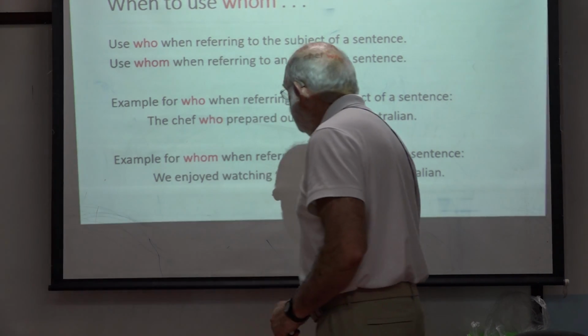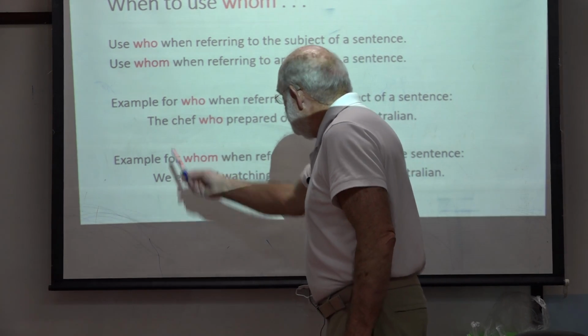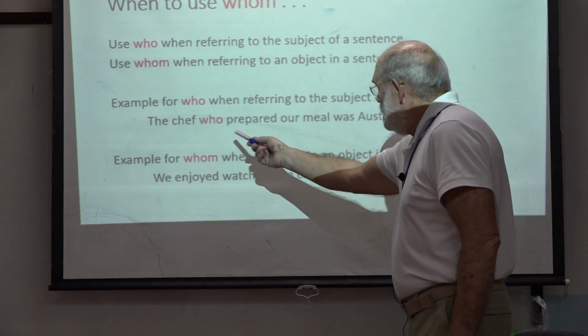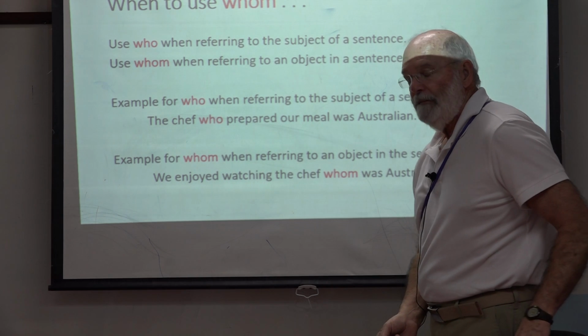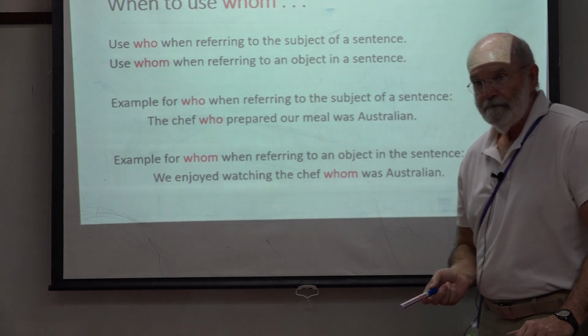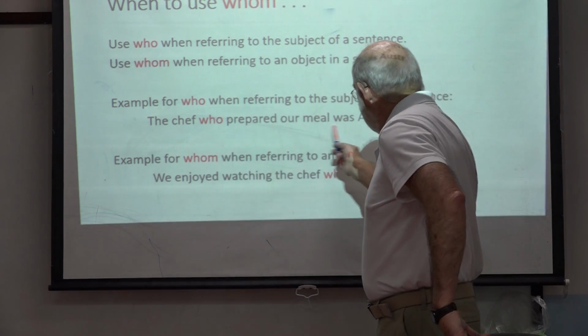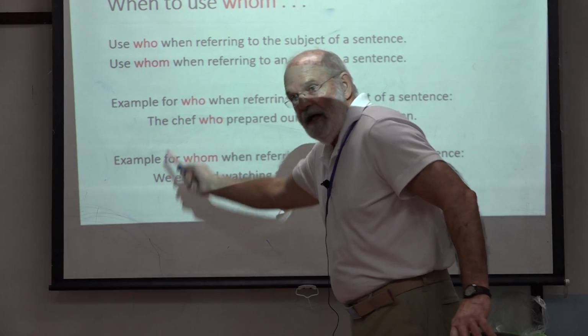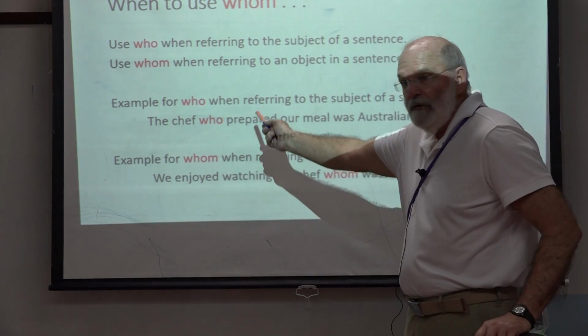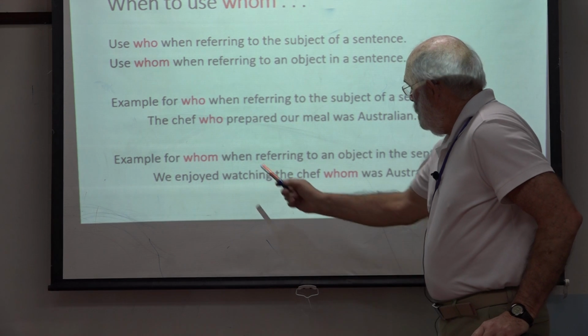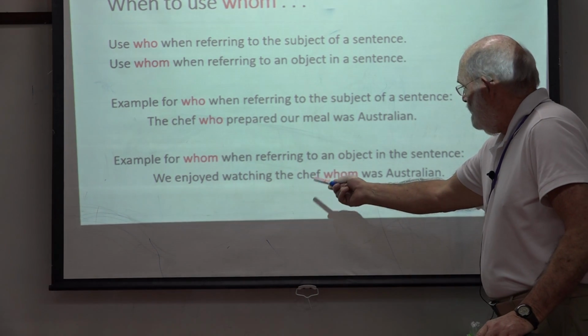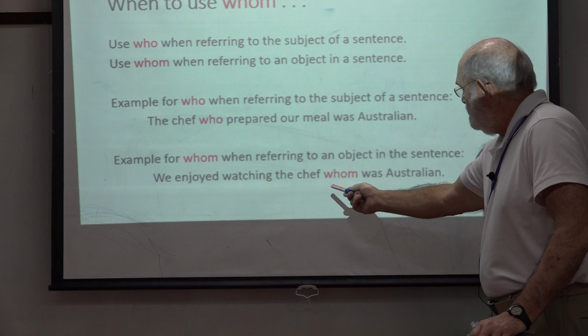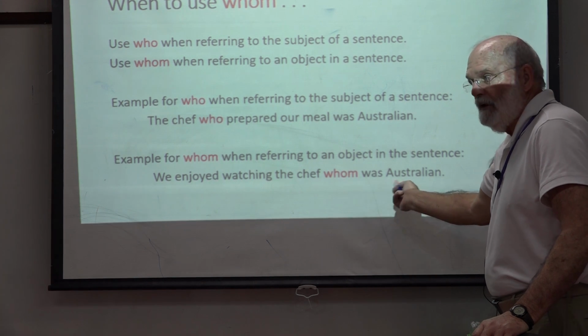So here's an example. The chef who prepared the meal, or who prepared our meal, was Australian. So who prepared our meal refers to chef. So we're going to say who. We enjoyed watching the chef, whom was Australian.